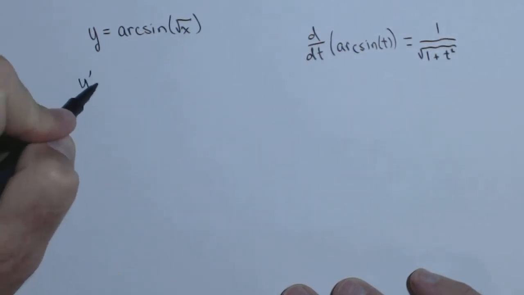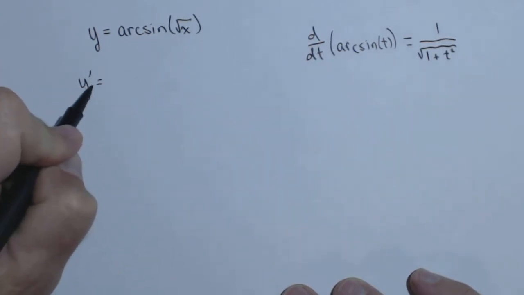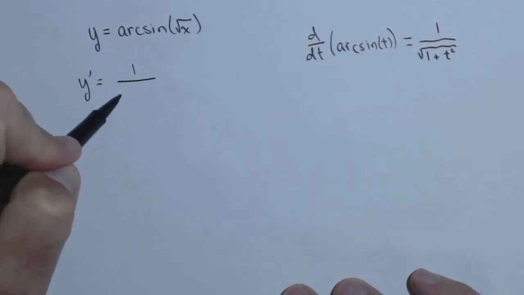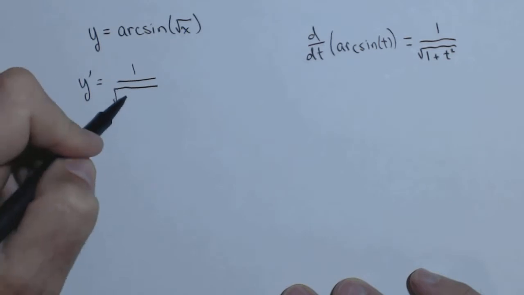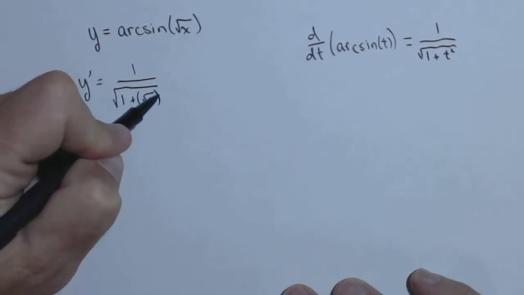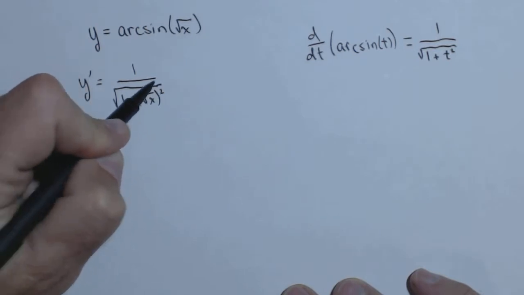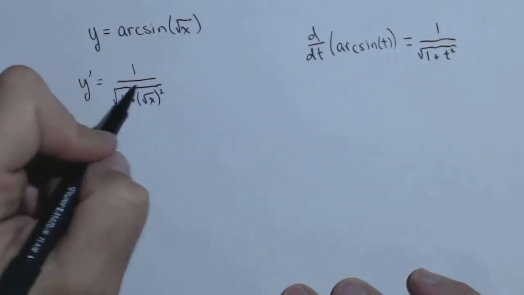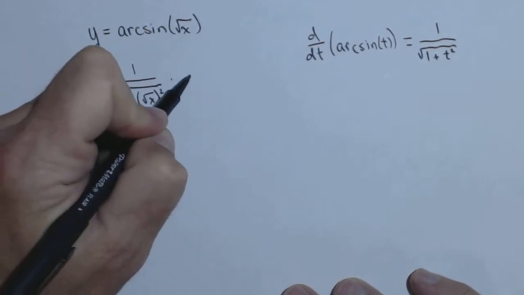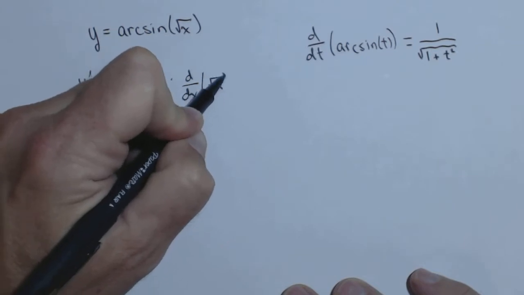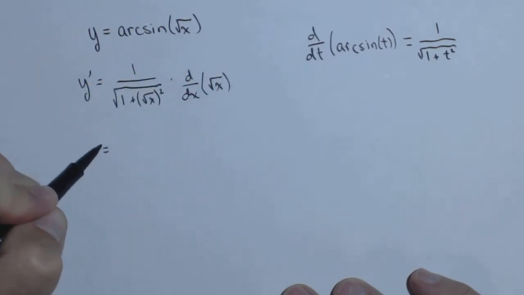So when I go to calculate my y prime, and don't forget to write y prime, we don't want to just have an expression sitting out there. We have 1 over the square root of 1 plus square root of x squared. Don't forget that square. A lot of people just forget it. I don't think they do it intentionally. It's just so much else going on, it's easy to forget. And then we got to do the derivative of square root of x, or x to the 1/2.